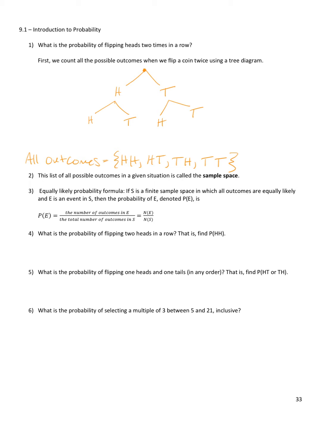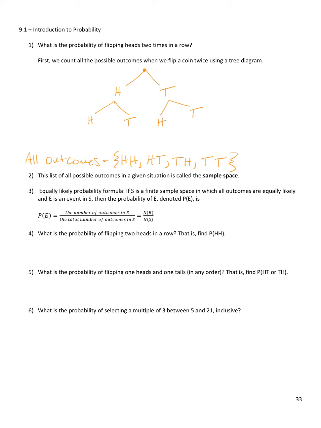Now, if all of your outcomes are equally likely, as it is in the case with flipping 2 coins, right? Each of these is an equally likely outcome, assuming the coin is unweighted. And if we have a finite sample space, like we do in this example, then the probability of some event E, denoted P(E), is the number of outcomes in E divided by the total number of outcomes in S, the sample space. And some notation for that is N(E), the number of outcomes in E, and N(S), the number of outcomes in S.